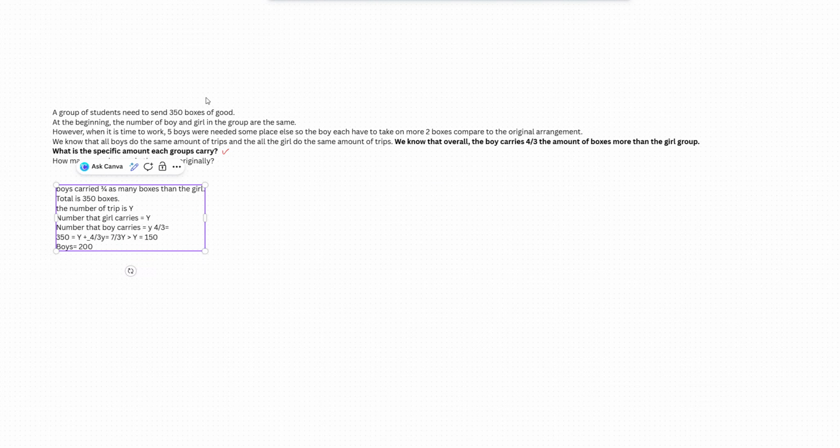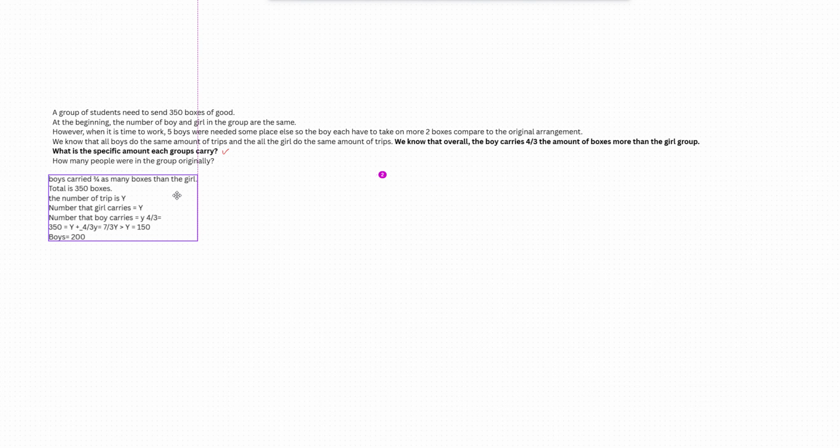So then we solve the first part. Each group will carry: the boys will carry 200 and the girls will carry 150. So that's one done. Okay, so we move to the next one.